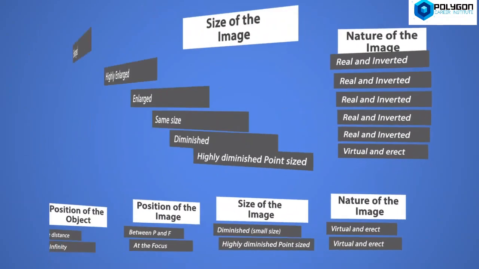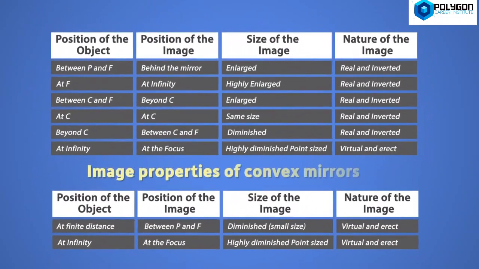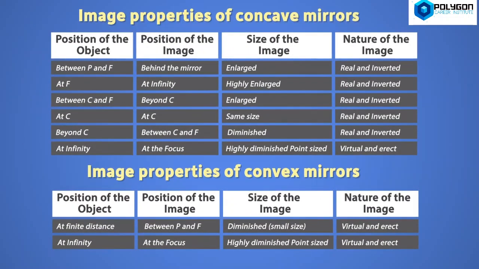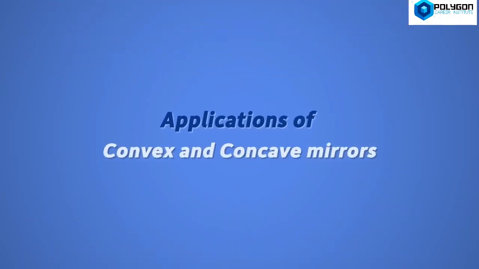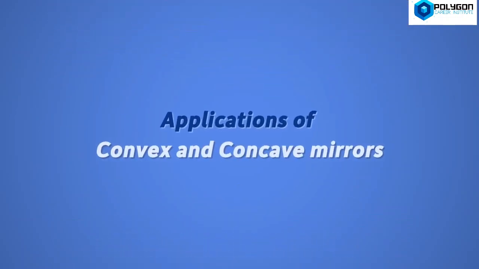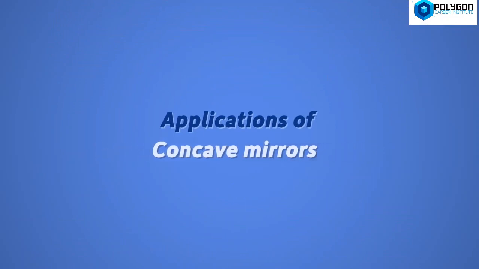In the last 4 or 5 videos, we have been looking at the properties of images formed by convex and concave mirrors. Now the obvious question echoing in everyone's mind must be: in reality, where do we take advantage of these properties? Where do we use convex and concave mirrors? Let's study the uses of a concave mirror first.